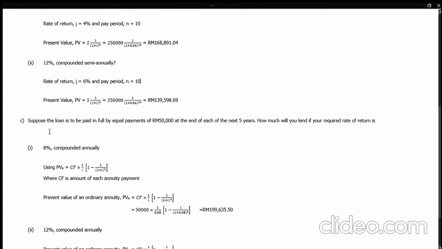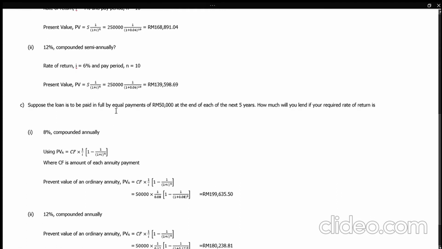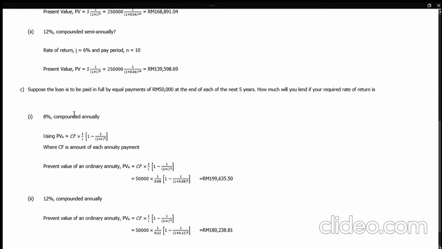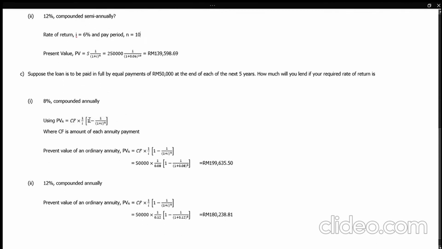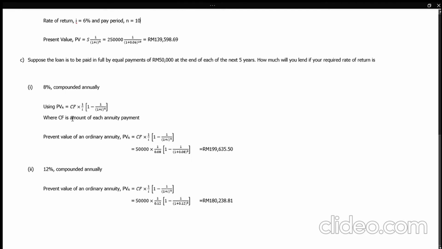For question C, suppose the loan is to be paid in full by equal payments of 50,000 at the end of each year for the next 5 years, how much will you lend if your required rate of return is at percent compounded annually? So here we will use a different formula, which is PVA equal to CF times 1 over I times 1 minus 1 over 1 plus I to the power of n, where CF is the amount of annuity payments, I is interest, and n is pay period.